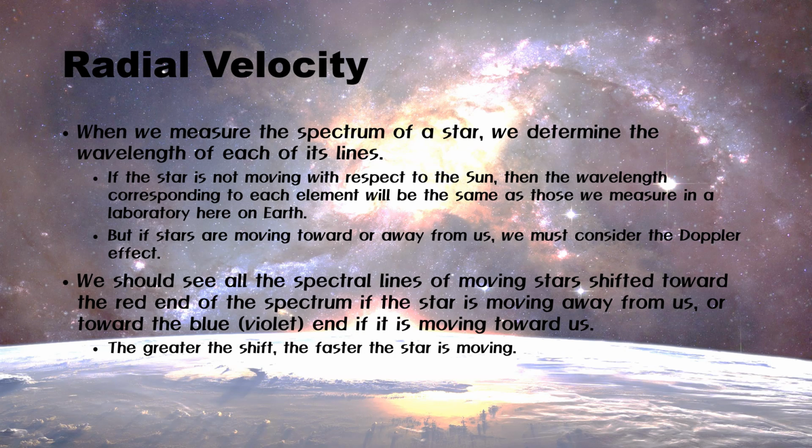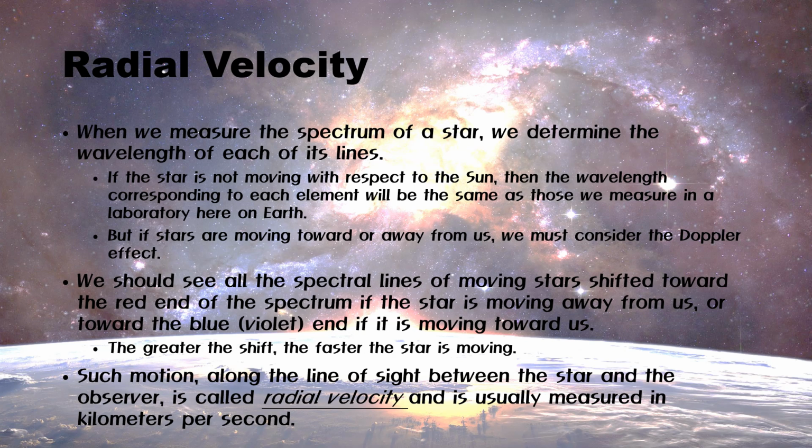We should see all the spectral lines of moving stars shifted toward the red end of the spectrum if the star is moving away from us, or toward the blue or violet end if it is moving toward us. The greater the shift, the faster the star is moving. Such motion along the line of sight between the star and the observer is what we refer to as radial velocity and is usually measured in kilometers per second.